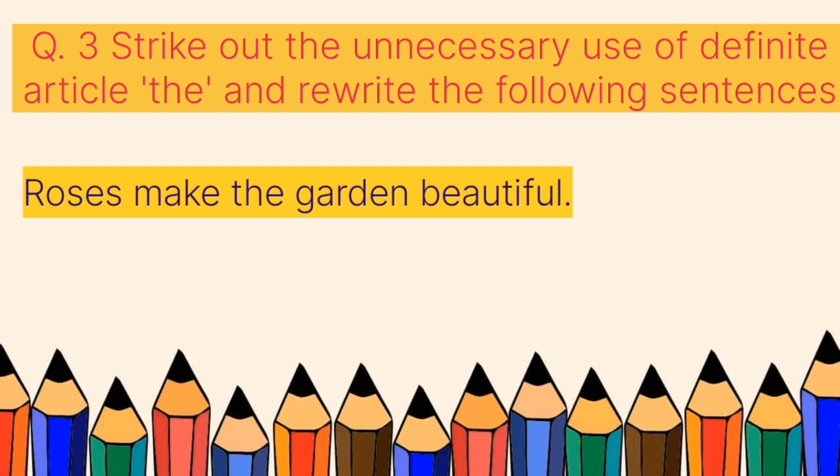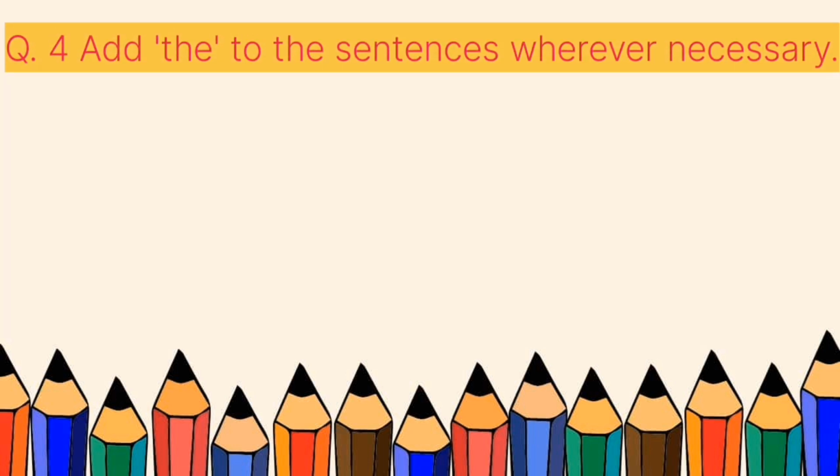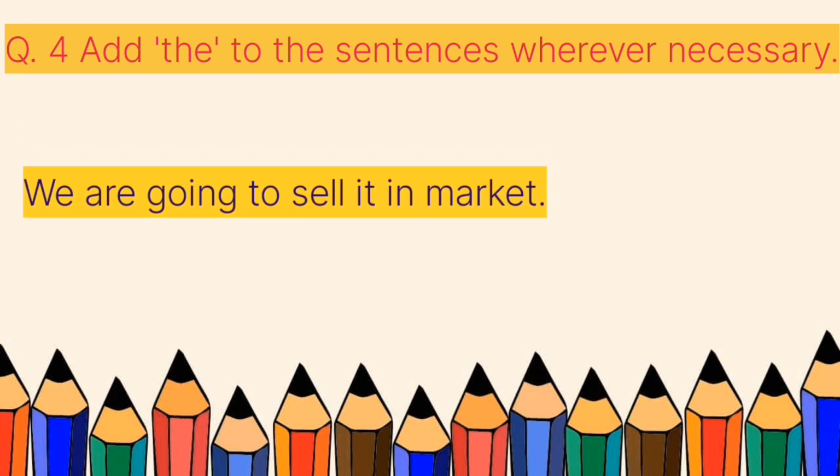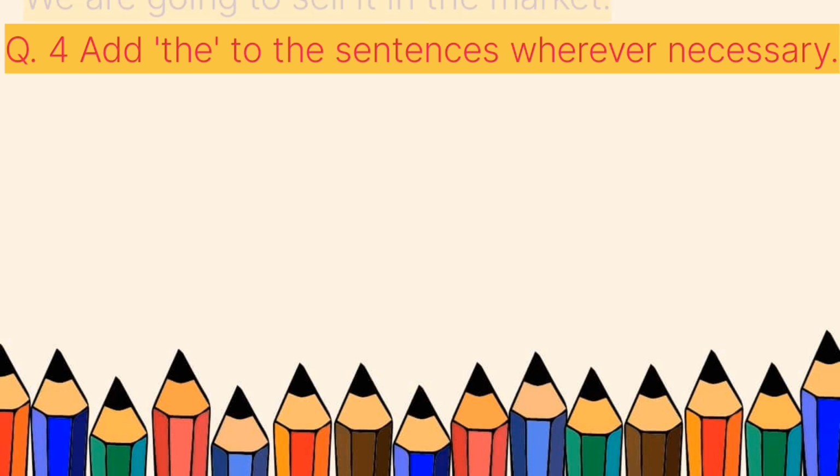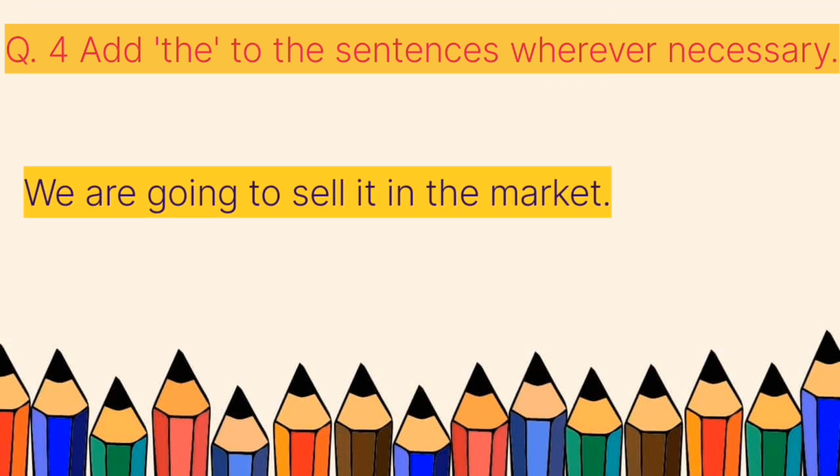Question number 4. Add the to the sentences whenever necessary. First example: we are going to sell it in market. The answer is: we are going to sell it in the market. Here, the article should be used before market. In this context, market refers to a specific market where the speaker intends to sell something. Therefore, it requires the definite article the.